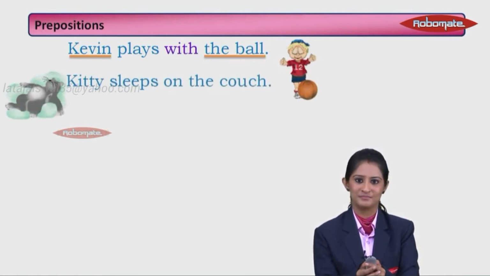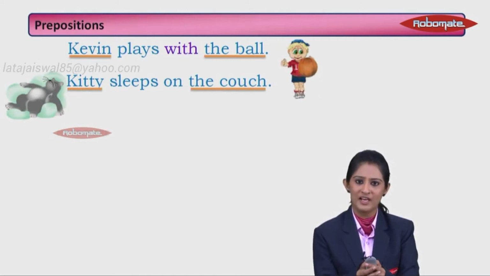The next one, Kitty sleeps on the couch. We have two nouns here, Kitty and the couch. Along with that, we have a preposition on.